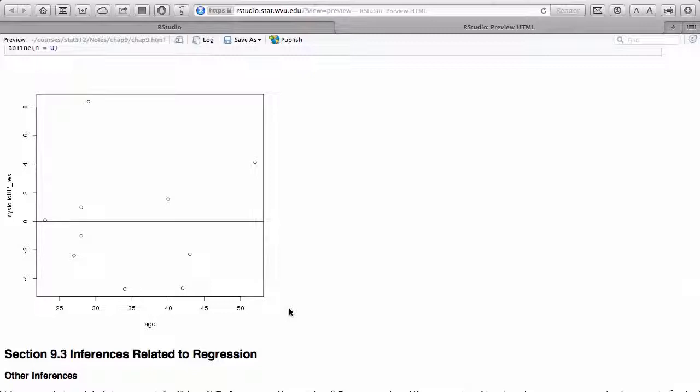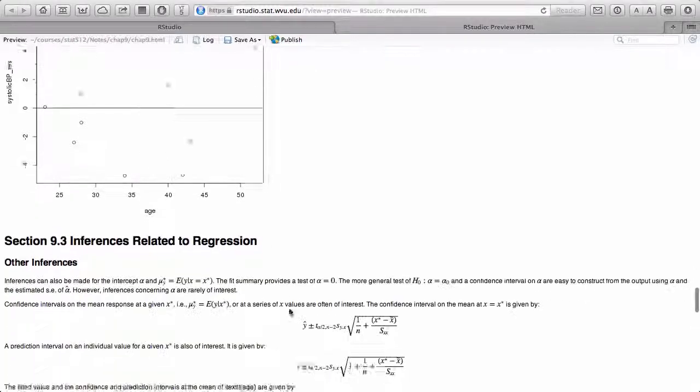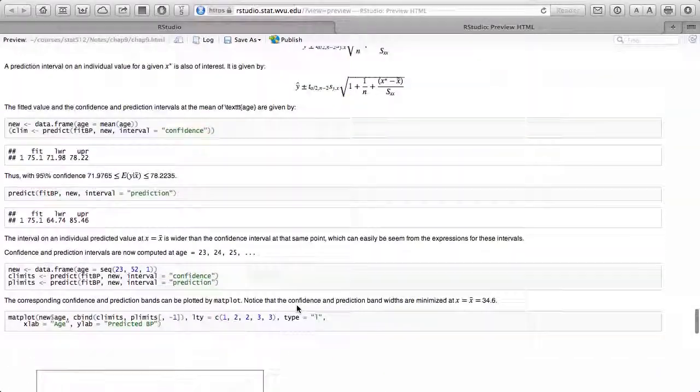Now, sometimes that happens. At a higher age, there's more variability of blood pressure than at a lower age. And if that were true, we'd be violating our assumption. But this graph doesn't support that. It appears that we're okay. So our assumptions appear to be okay.